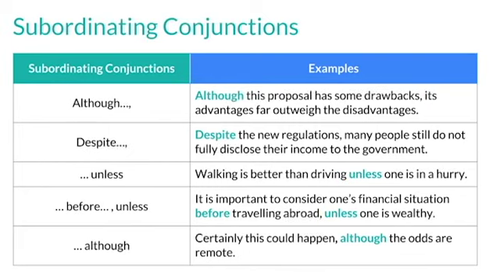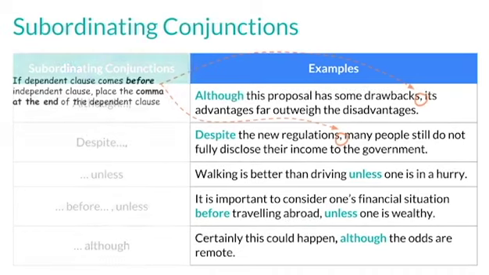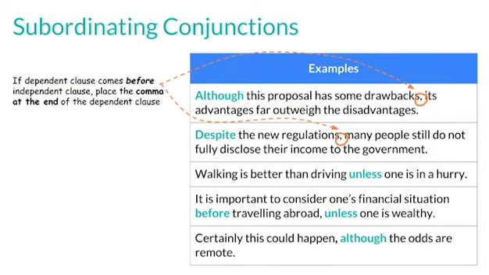So you may be wondering, when exactly should we use a comma with a subordinating conjunction, and when should we not? So let's talk about that. There are a few basic rules. The first of these rules is that if the dependent clause comes before the independent clause, then you should place the comma at the end of the dependent clause.